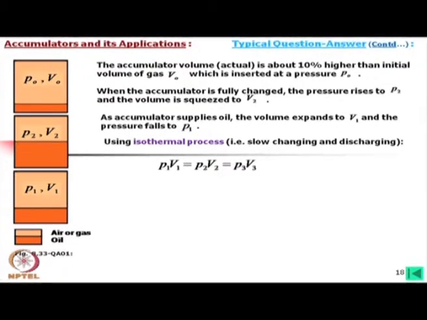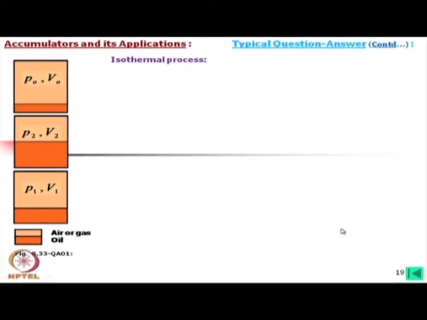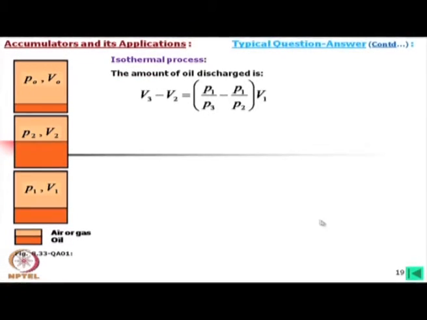Then we will consider that the power N is 1. So, P1 V1 is equal to P2 V2 is equal to P3 V3. Okay. Now, V2 is equal to P1 by P2 into V1, and V3 is equal to P1 by P3 into V1, and then for the isothermal process the maximum volume of oil we can use is, sorry, this will actually be V2 minus V1.